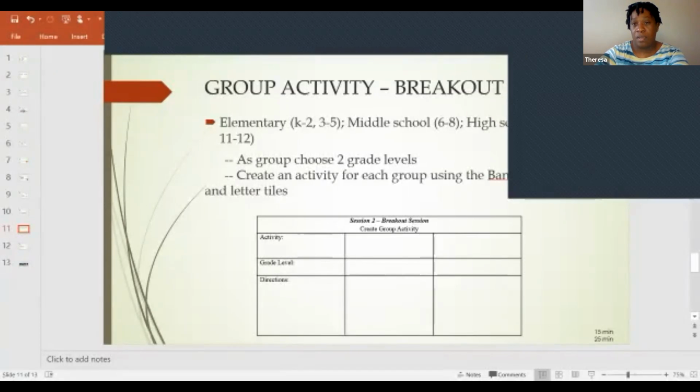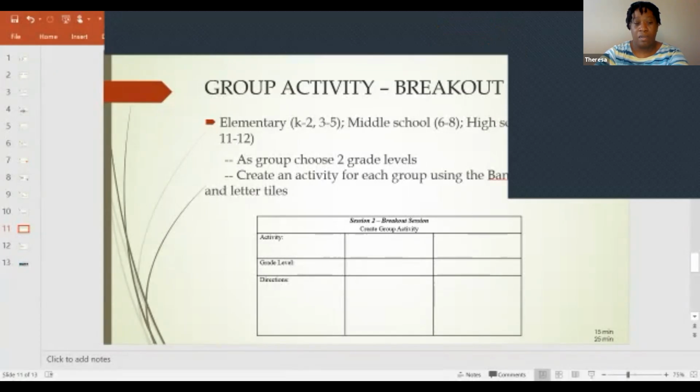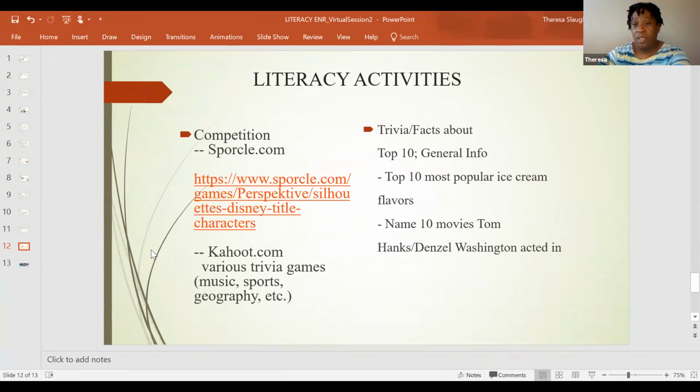I'm going to go ahead and share my screen here. This next slide is geared towards my older folks that work with those older kids, middle school, high schoolers. You can also do this with your fourth and fifth graders as well. We were talking about competition. I know some of you already do Kahoot. You're familiar with what Kahoot is. It's an interactive page where you have trivia games, sports, music, geography.